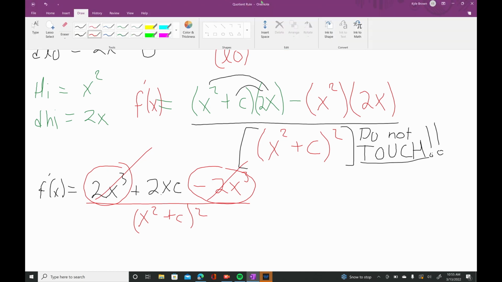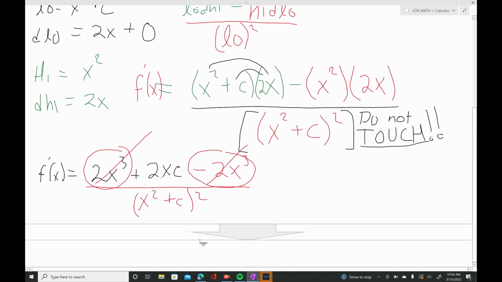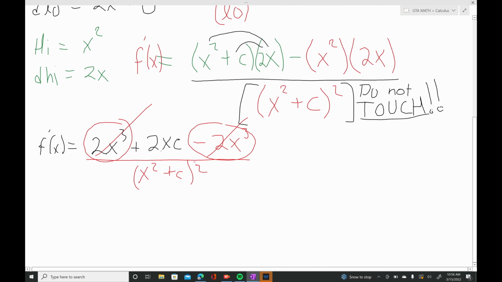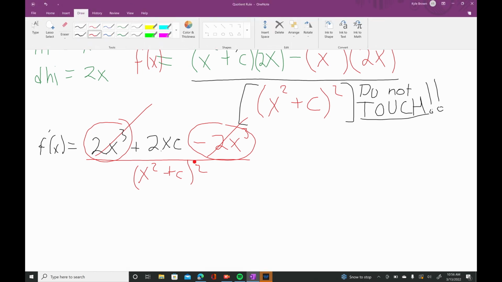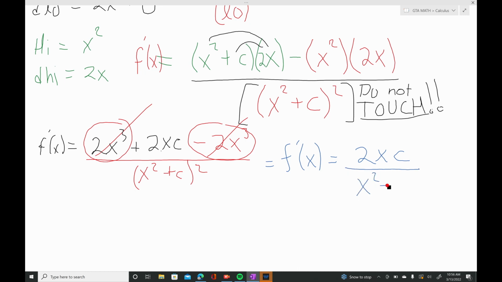So when I add in more space, without struggling, we're going to end up with f prime of x equals 2xc over x squared plus c squared. Hey, there you go. That's the answer. Crazy. But we finished.